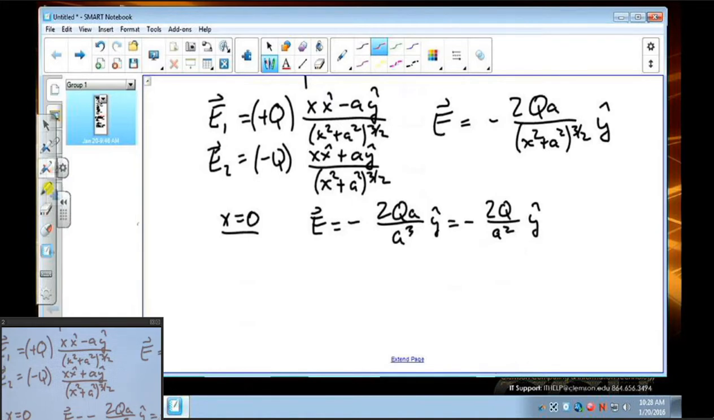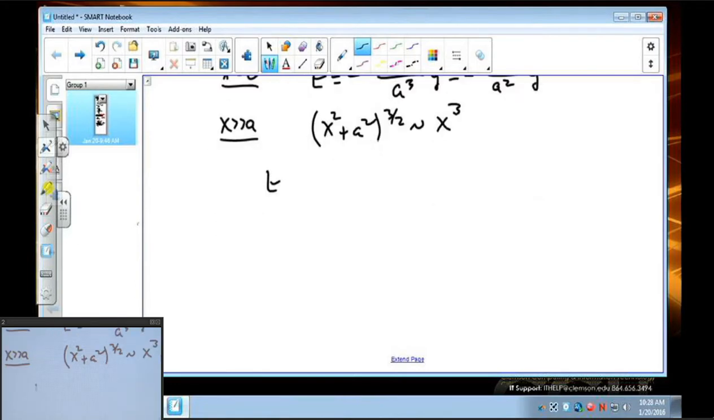But the far field is the one that I wanted you to look at in the homework. Let's suppose that x is very far away, much larger than a. Then the denominator can be approximated by x cubed. So then the electric field is going to be minus 2qa over x cubed in the y-hat direction.